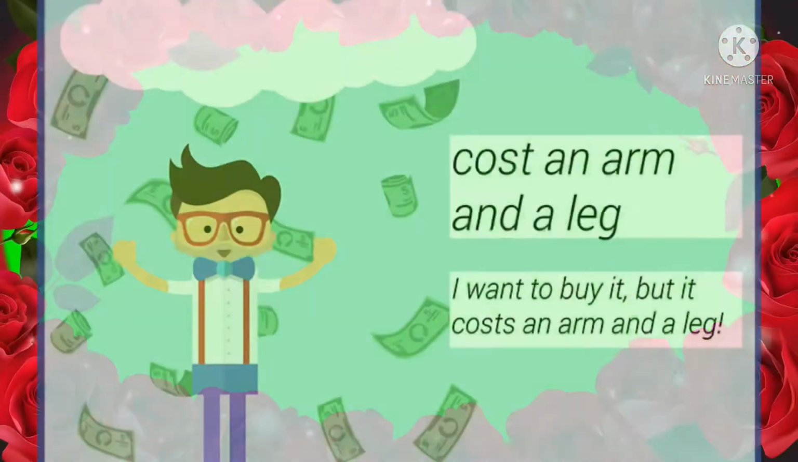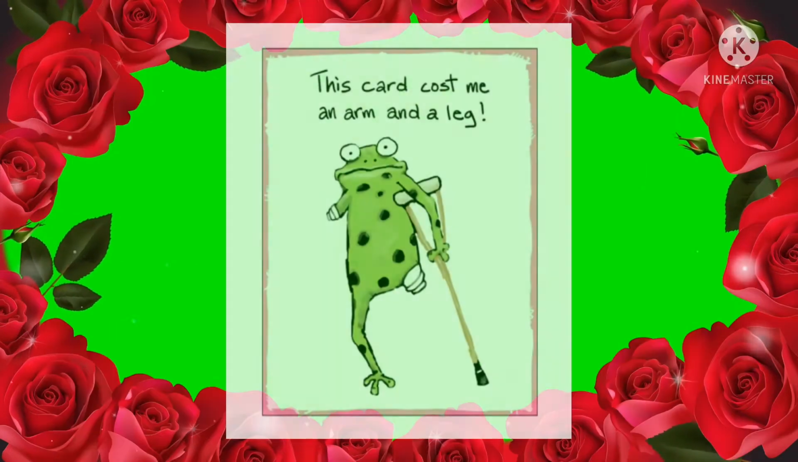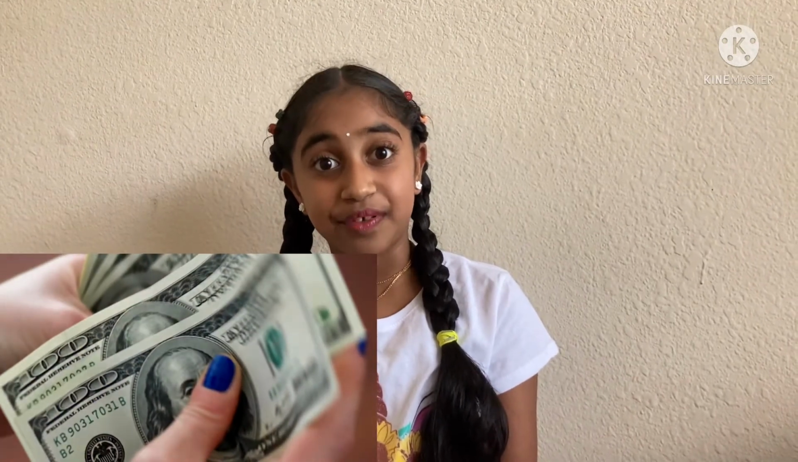So the second figurative sentence is, "That item costs an arm and a leg." For example, if you go shopping to a jewelry shop or somewhere which has very expensive items, you might see some gold or diamond items, right? And as you know, it costs a lot. That's when you can say, "That costs an arm and a leg." And that means that item is very expensive.